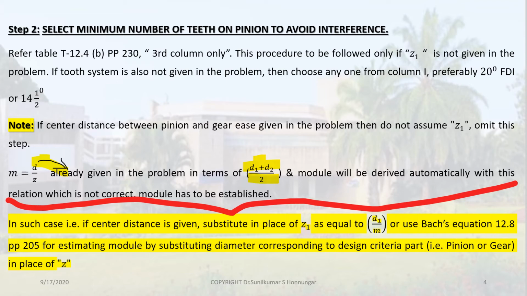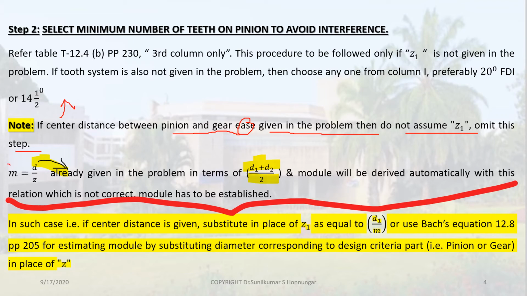And again there is one more note. This procedure of assumption of minimum number of teeth should not be done if the center distance between pinion and gear is given in the problem. Then do not assume Z1. Omit this step. Which step? The above step has to be omitted. Why does it have to be omitted? The clarification I have given.